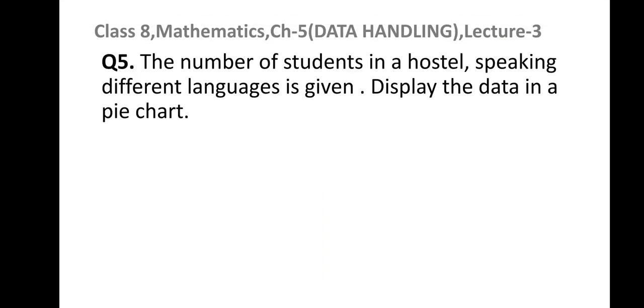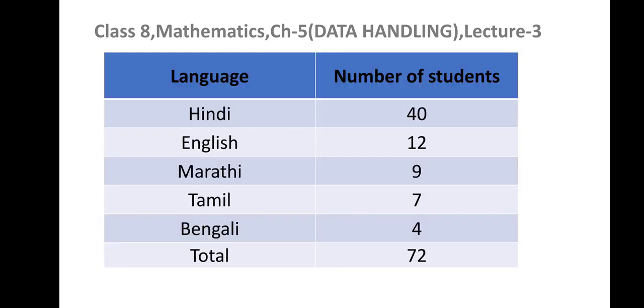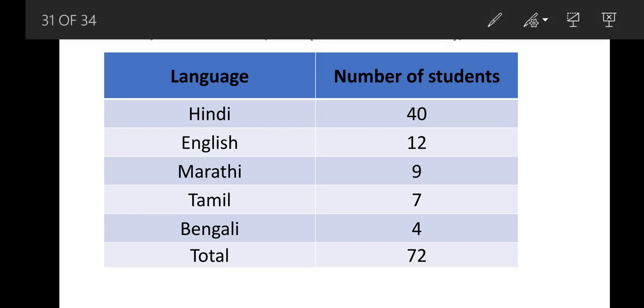Next question, question number 5, is: the number of students in a hostel speaking different languages is given. Display the data in a pie chart. This is the table given to us. Language Hindi, number of students speaking Hindi are 40, then English, Marathi, Tamil and Bengali, and the total is 72. Likewise, as I told you, the first requirement is you need to get to know the total. Total is already with us.